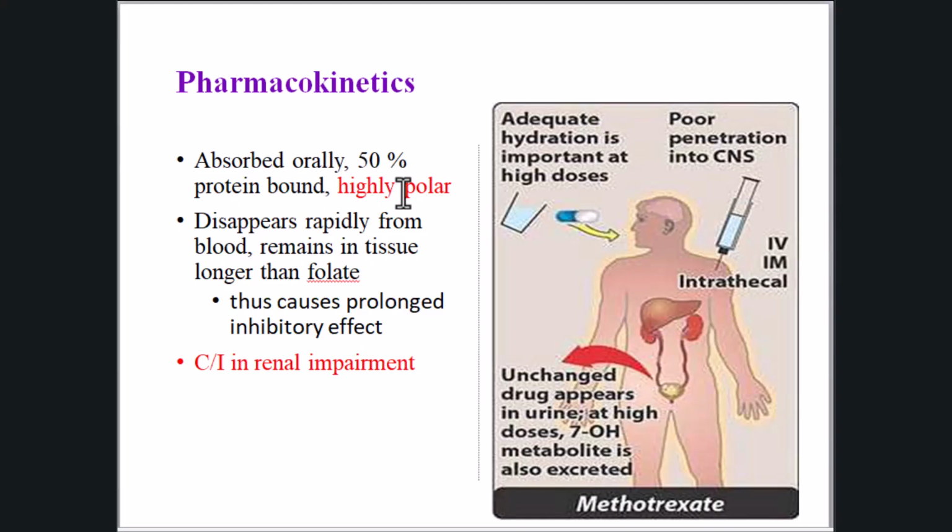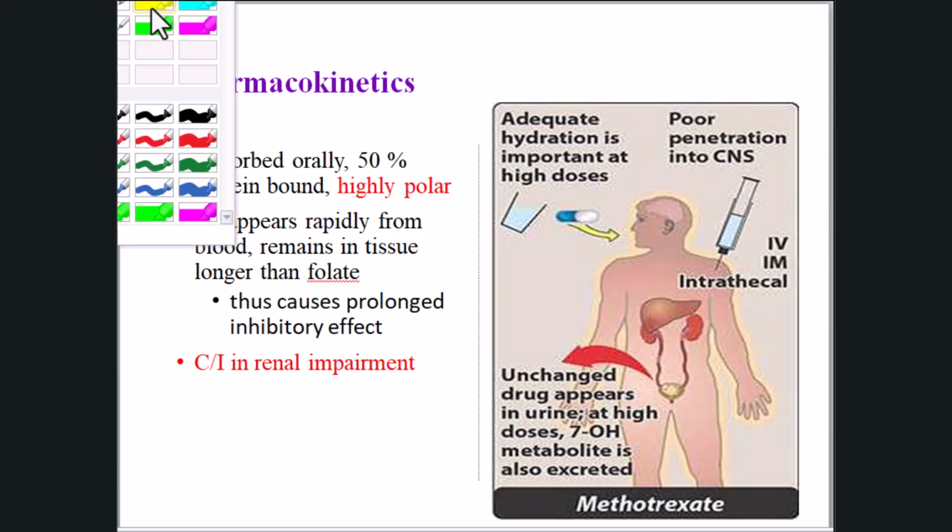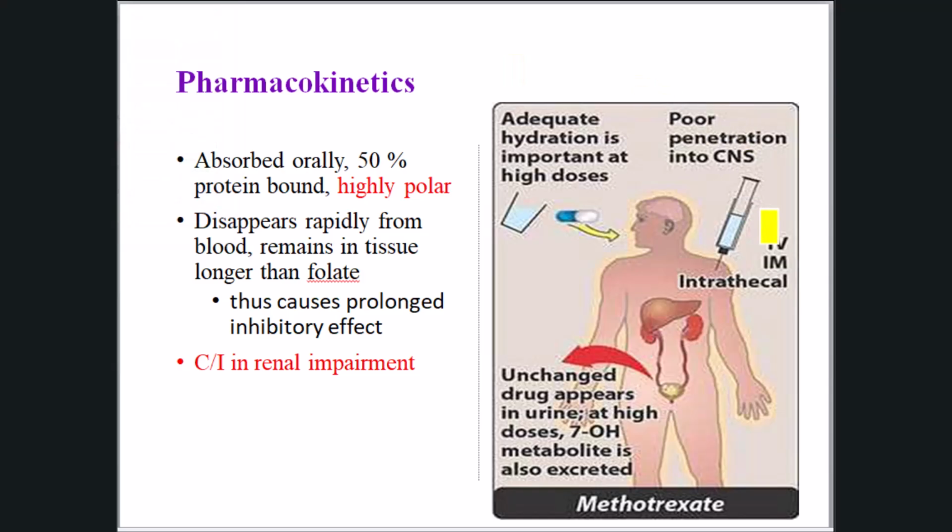When you see the pharmacokinetic profile, it is highly polar, so it cannot achieve high concentration within the brain or cerebrospinal fluid. To avoid this, we mostly give it intrathecally to bypass. The other point is that it is trapped within the cells by the polyglutamate synthase enzyme through glutamation, or by forming conjugation. So it is trapped there forever, and can act for a prolonged period of time.